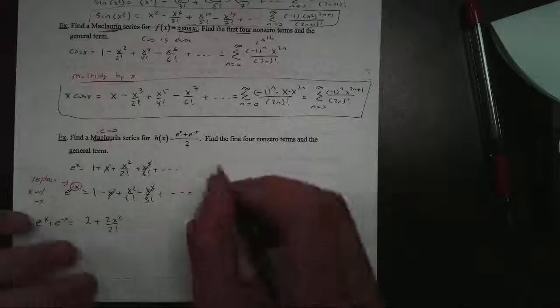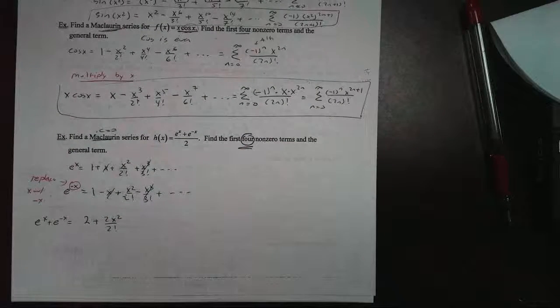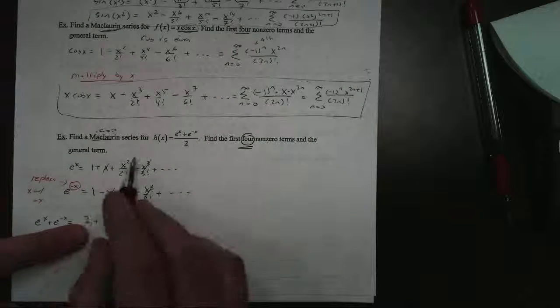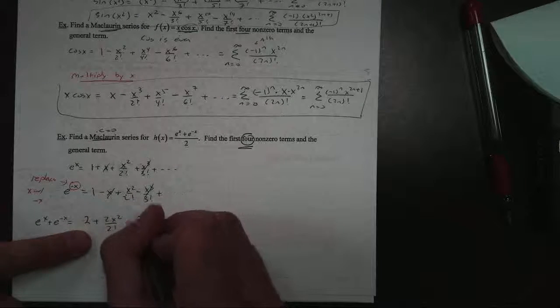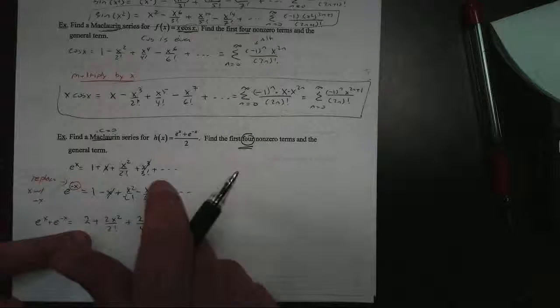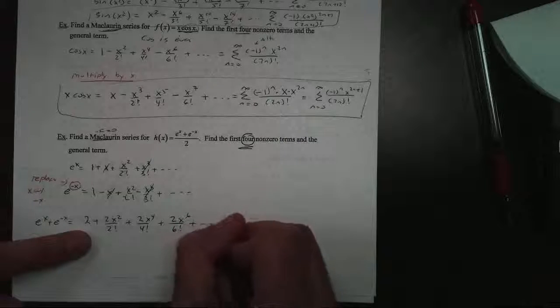Okay, but warning, remember, we wanted 4 terms. We wanted 4 non-zero terms. I only have 2. So I continue the pattern. And you're probably right, it's all the evens. So my next one will be plus 2x to the 4th over 4 factorial, and one more to get my fourth one, 2x to the 6th over 6 factorial plus dot dot dot.